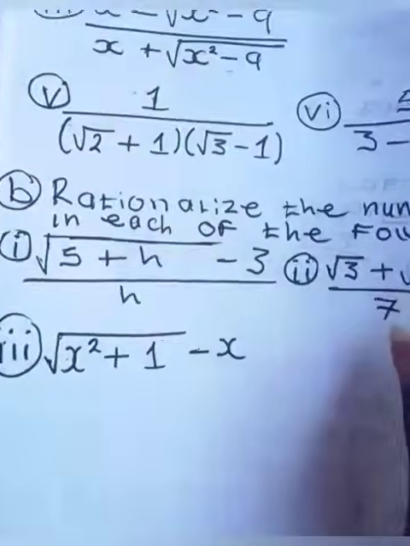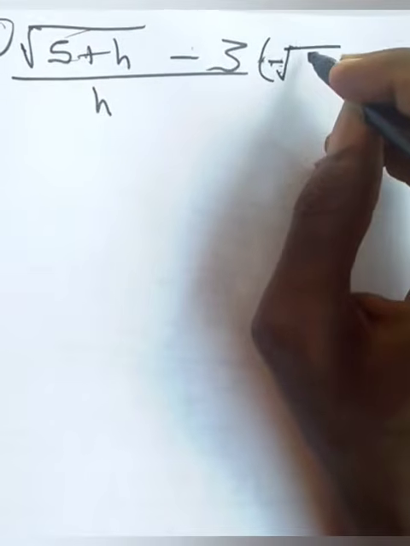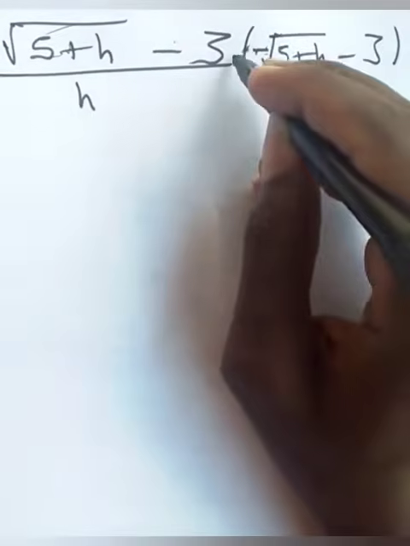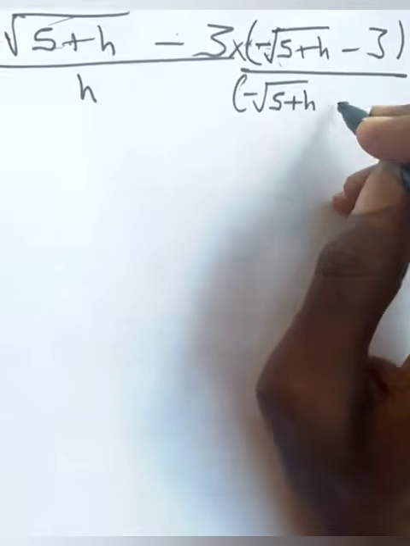Alright, so we are going to multiply with the conjugate of the numerator. What will be the conjugate in this case? Let me show you how the question is phrased: rationalize the numerator in each of the following. The conjugate is going to be, you can change the sign of the square root, or you can just change the sign that is here. So I've changed it to negative square root of 5 plus h, minus 3, over minus 3.